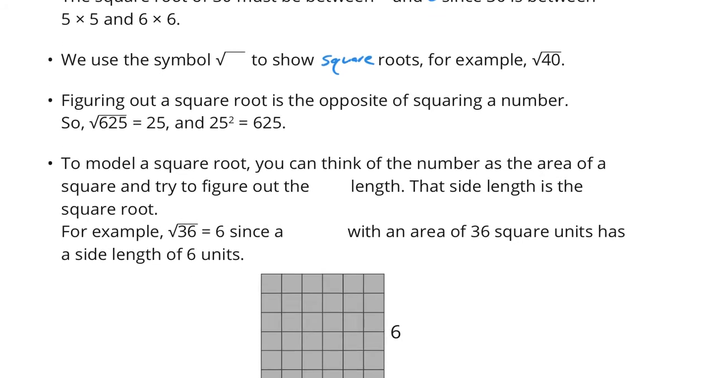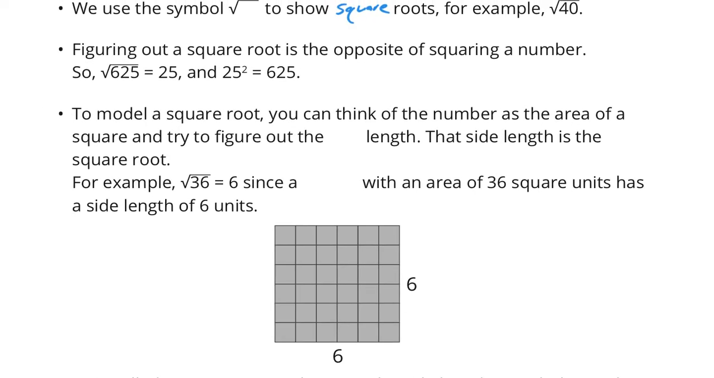Figuring out a square root is the opposite of squaring a number. So the square root of 625 is 25, and 25 squared is 625. To model a square root, you can think of the number as the area of a square and try to figure out the side length. That side length is the square root. For example, the square root of 36 is 6, since a square with an area of 36 square units has a side length of 6 units.